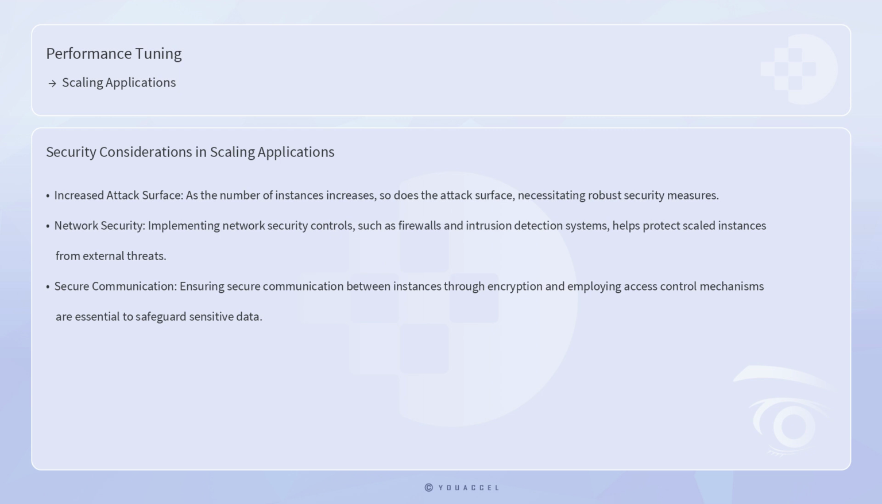Security considerations also play a vital role in scaling applications. As the number of instances increases, so does the attack surface, necessitating robust security measures. Implementing network security controls, such as firewalls and intrusion detection systems, helps protect scaled instances from external threats. Additionally, ensuring secure communication between instances through encryption and employing access control mechanisms are essential to safeguard sensitive data and maintain compliance with regulatory standards.